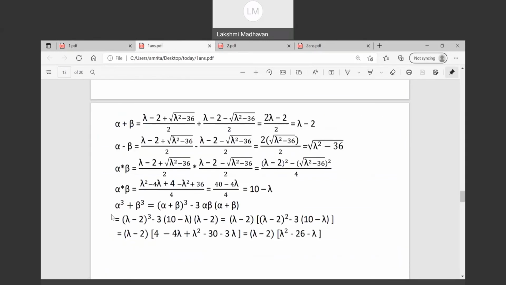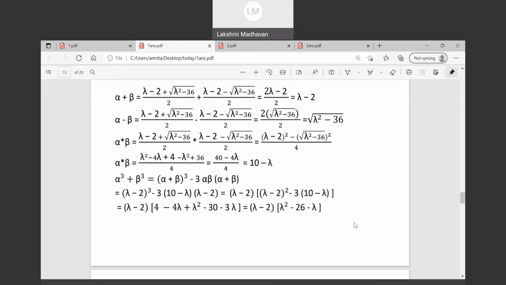So we are using this identity: alpha cube plus beta cube is equal to alpha plus beta whole cube minus 3 alpha beta multiplied by alpha plus beta. We have the values of all of these here. Alpha plus beta is lambda minus 2, and alpha beta is 10 minus lambda. Just substituting these values and solving, lambda minus 2 the whole cube minus 3 times 10 minus lambda times lambda minus 2, we have the solution as lambda minus 2 times lambda square minus 26 minus lambda.